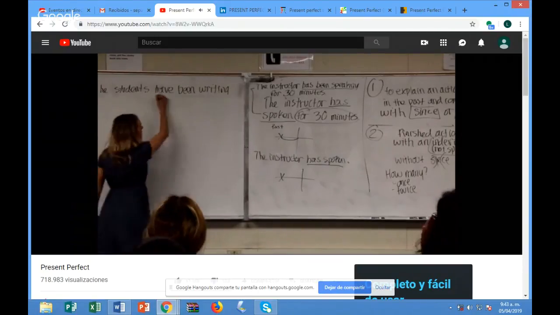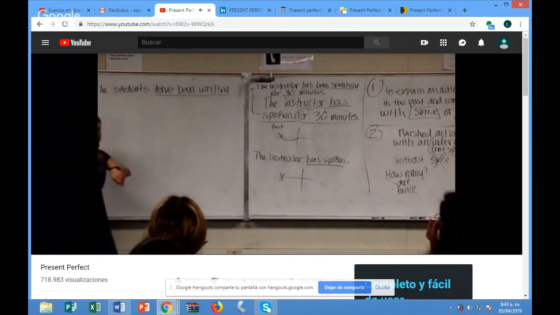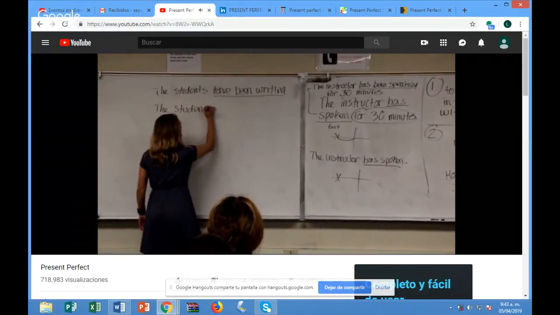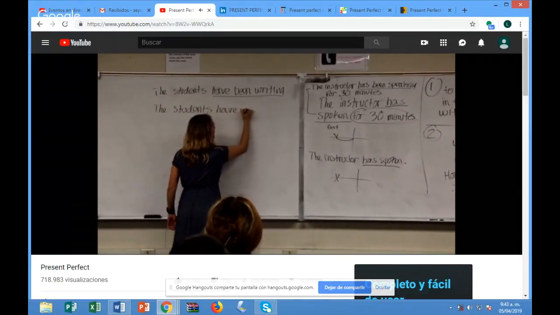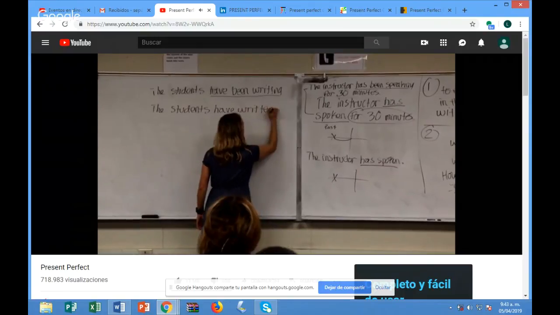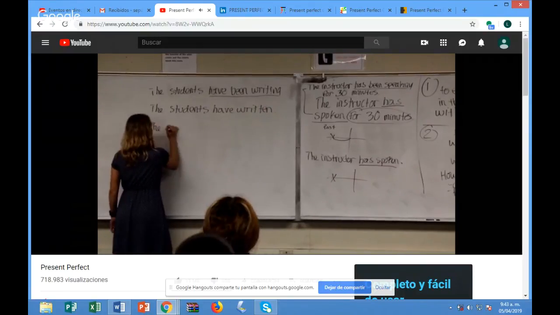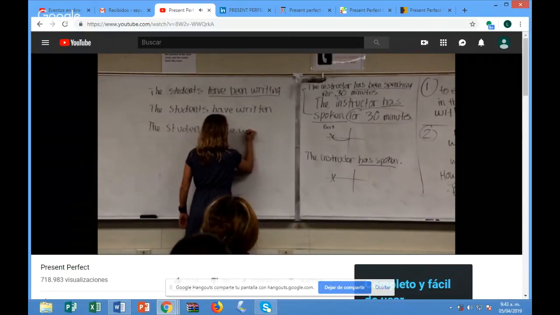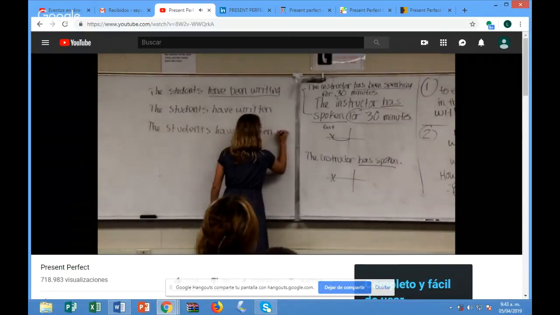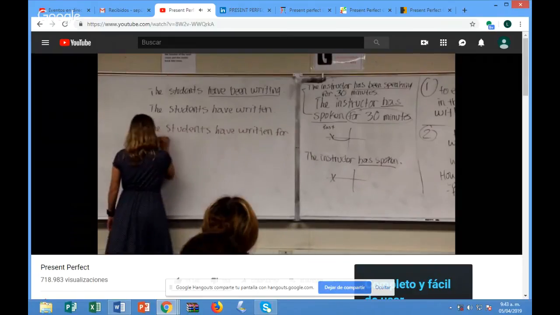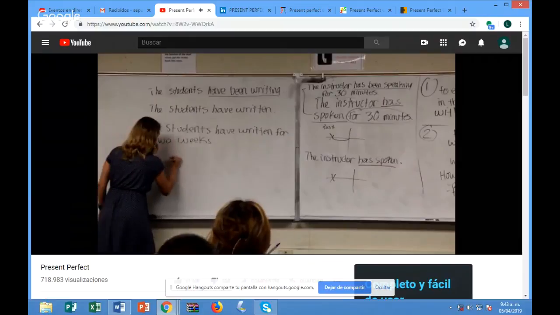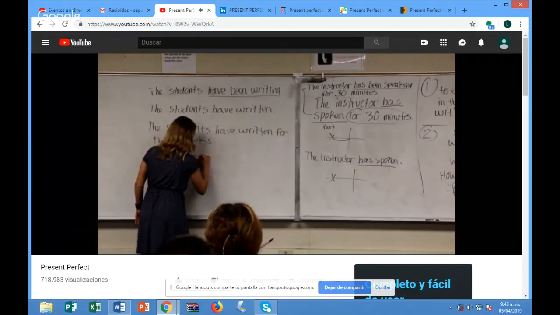The students have been writing. Okay, we're going to leave in a second. The students have written. The students have written for 2 weeks, and the students wrote.